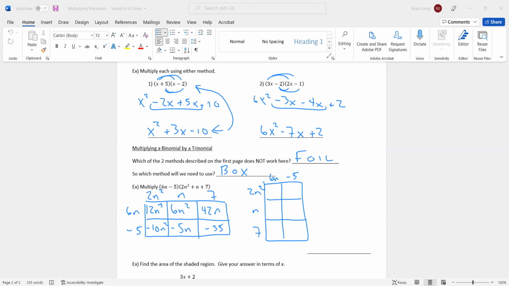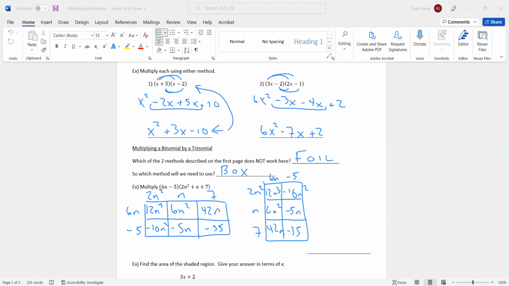Just to show you that it doesn't matter how you set it up, I'll multiply on the other side too. You'll see you'll get the same thing. 12n to the third, -10n squared, 6n squared, -5n, 42n, and -35. You'll see that all of those numbers match the other rectangle. Okay, so I'm just going to focus now on the rectangle on the left.